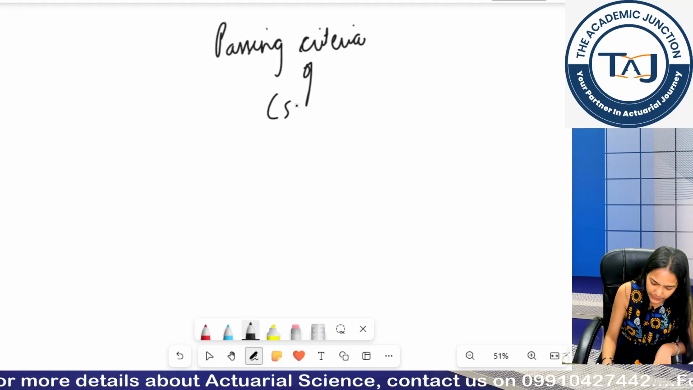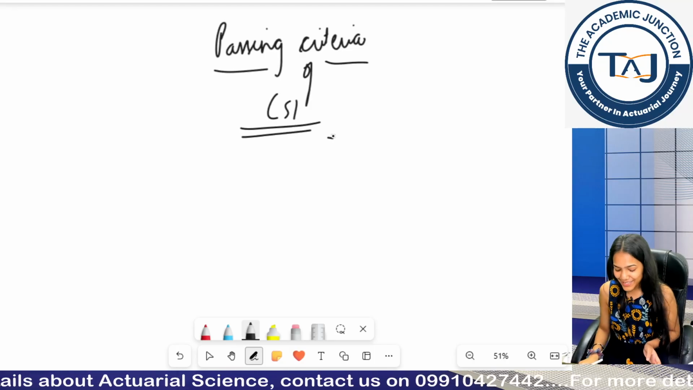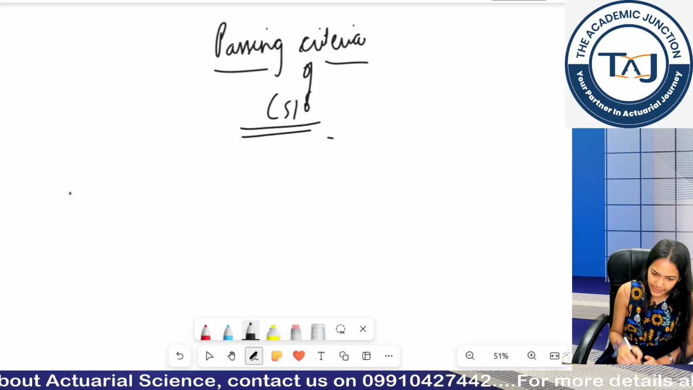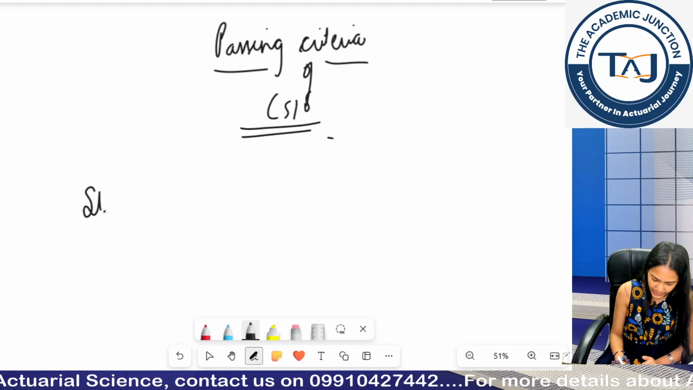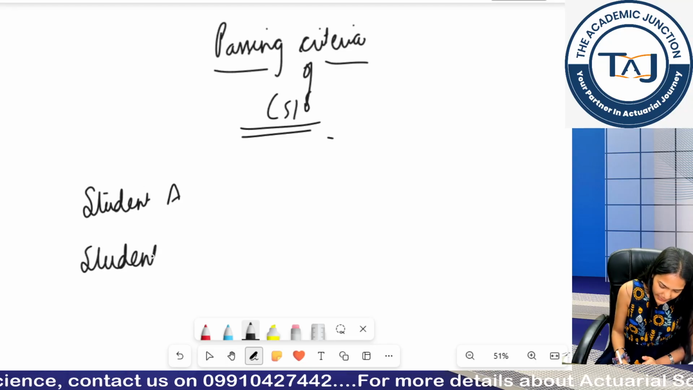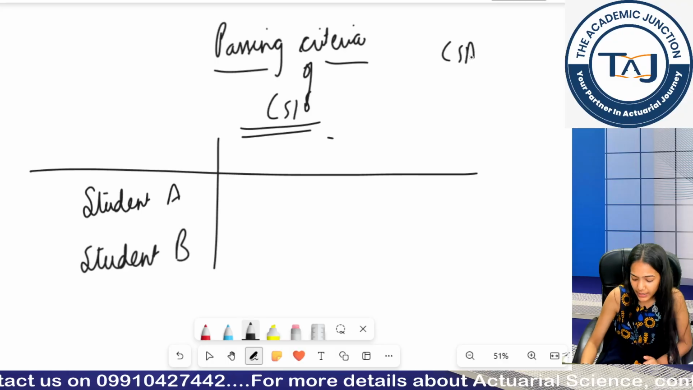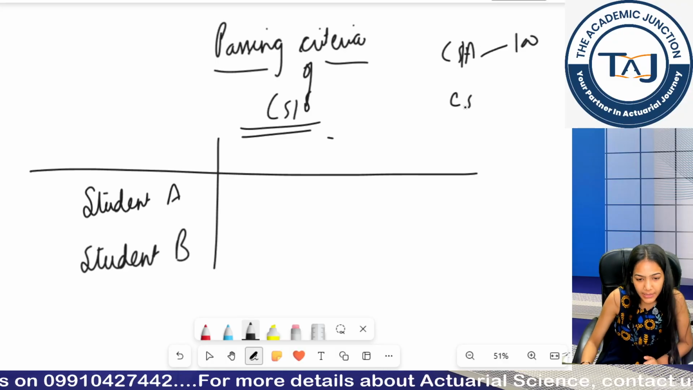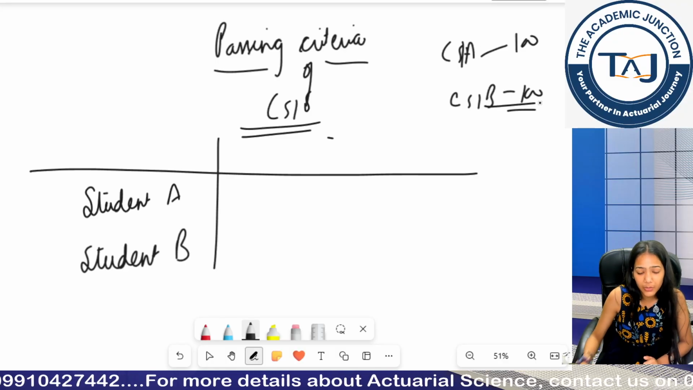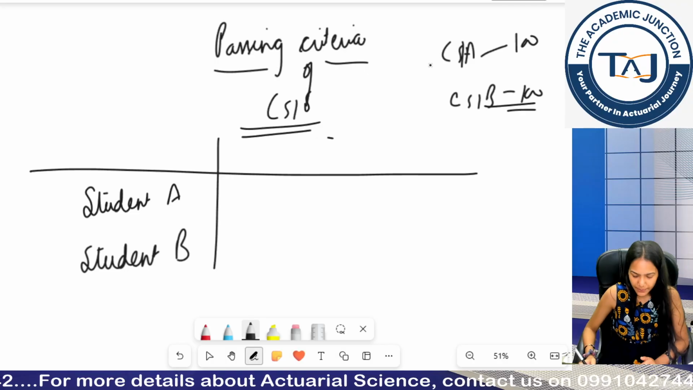Now, let us discuss the passing criteria of CS1. Because basically we have to pass the paper, right. So, let us consider an example. There is a student A, there is a student B. Note that CS1A is a 100 mark paper and CS1B is a 100 mark paper. You will be given two papers and they will be conducted on different days.